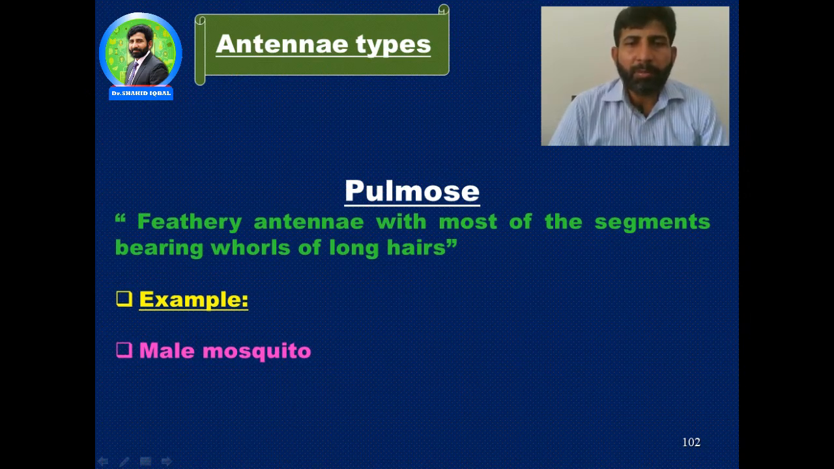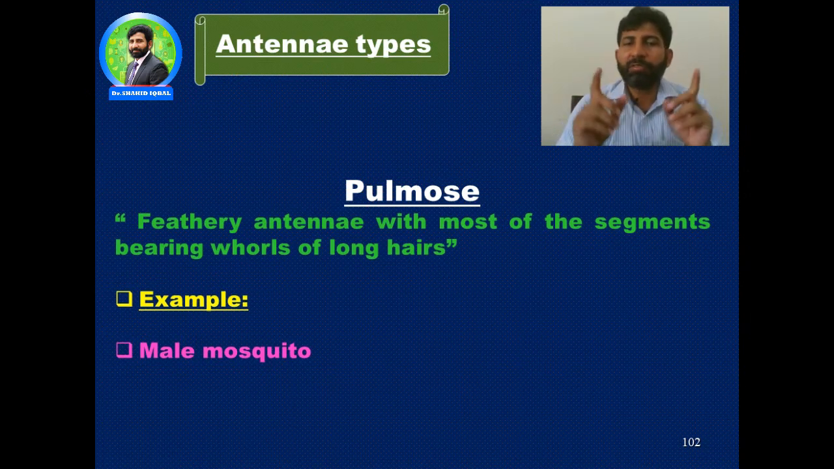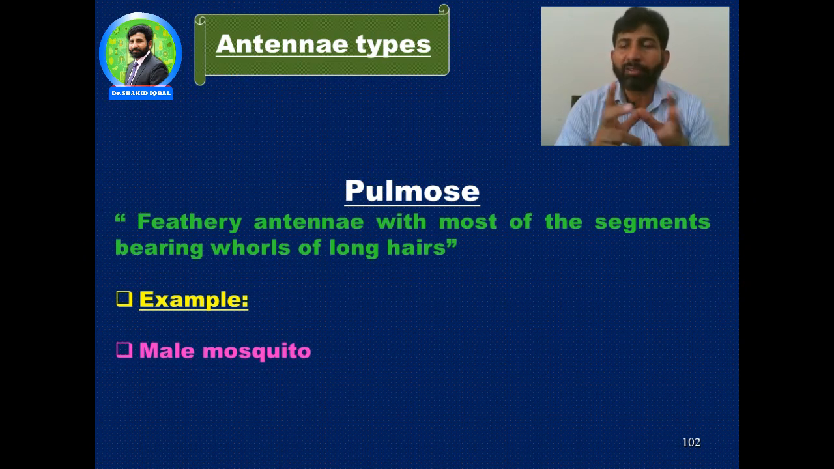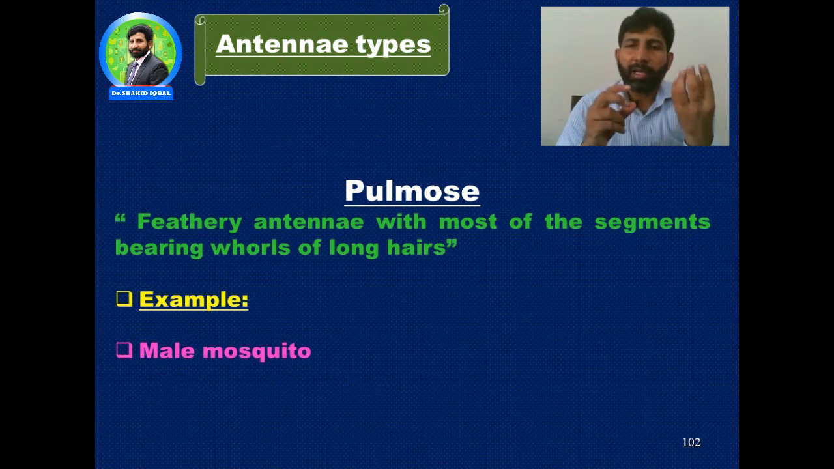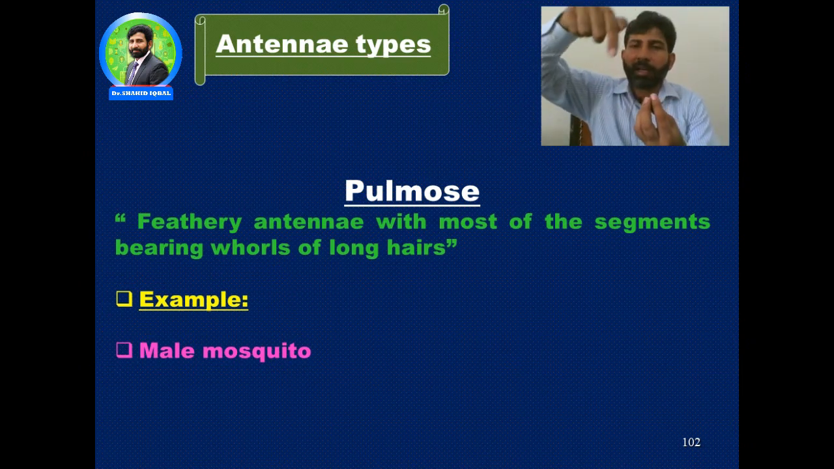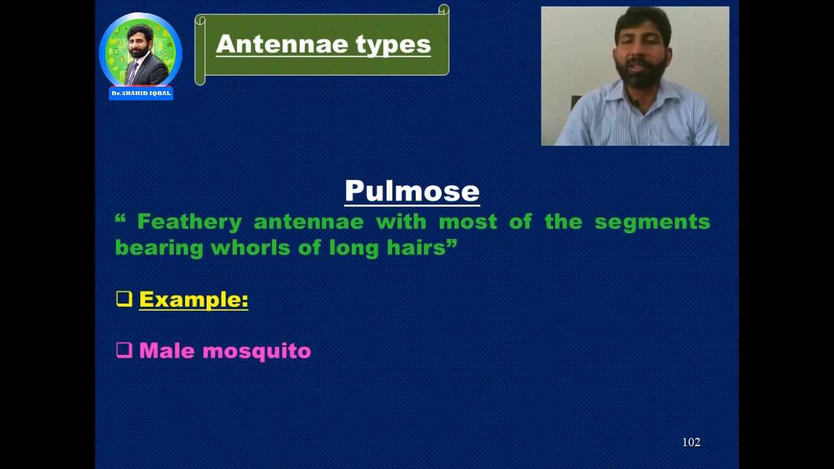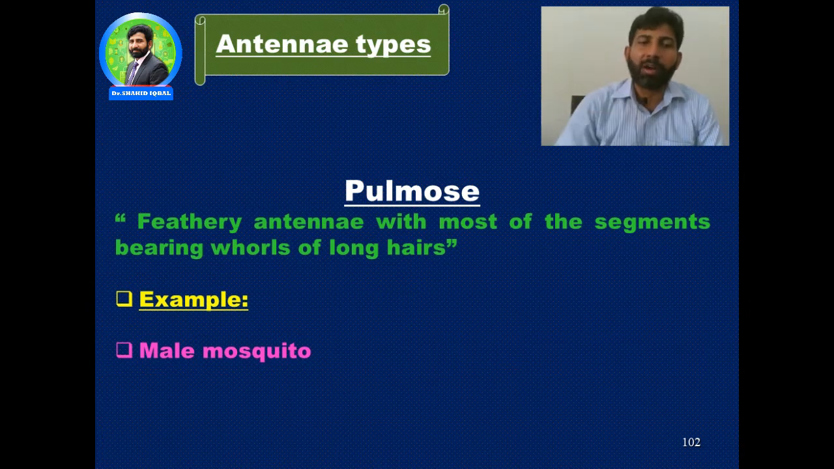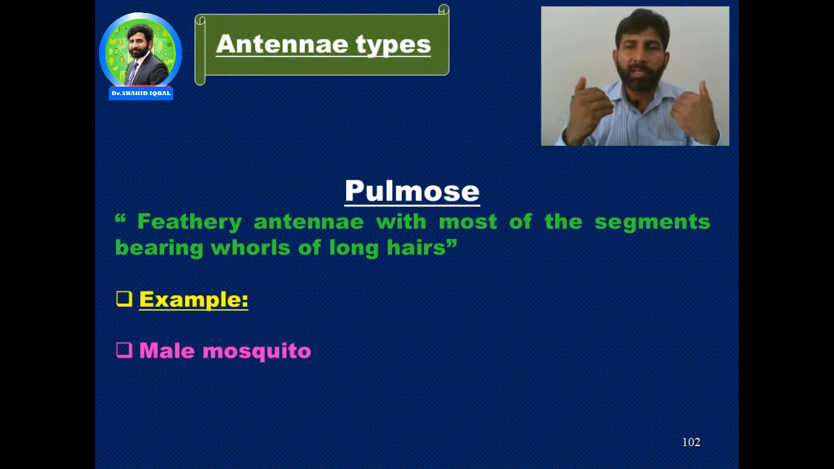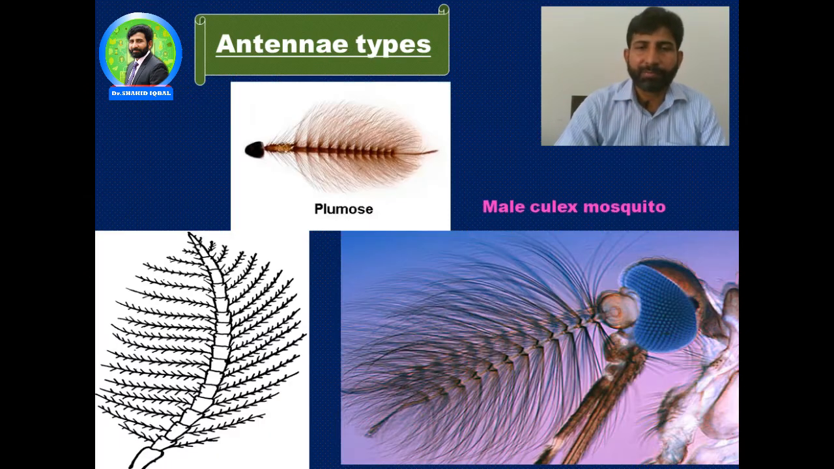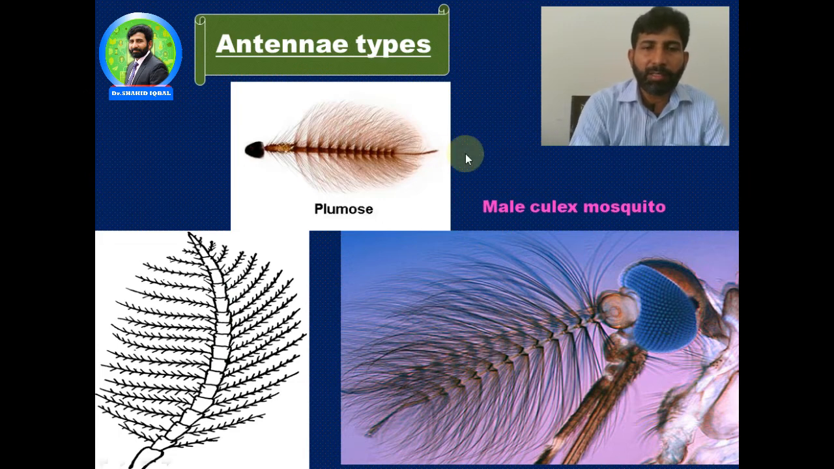Next one, plumose. This is a feathery antennae with most of the segments bearing whorls of long hairs. At each segment there are whorl-type bristles, whorl-type hairs in circle forms. This is the most common antennae present in male mosquitoes. As I already told you, there is a gender differentiation on the basis of the types of antennae. This is the plumose antennae.